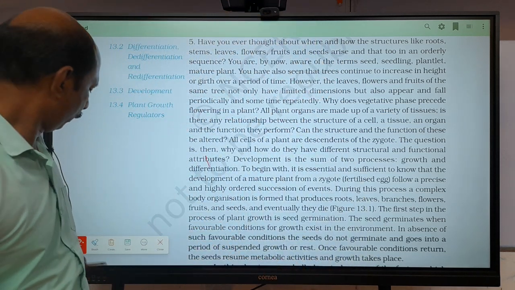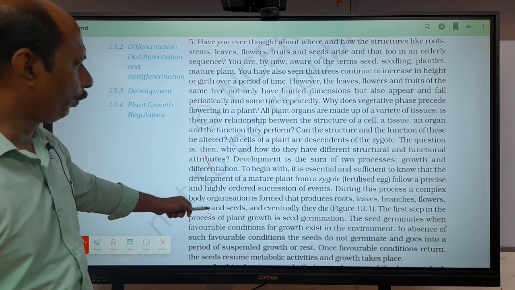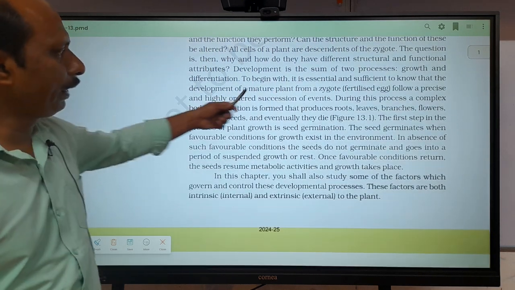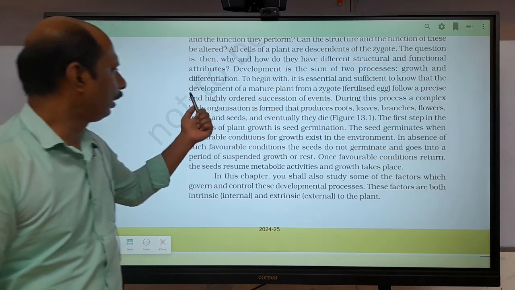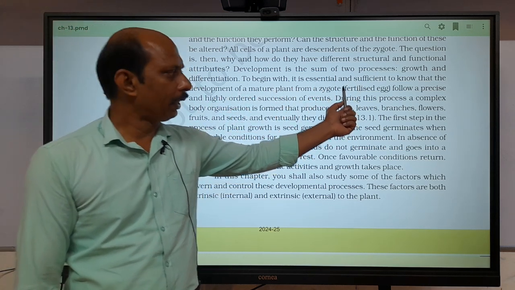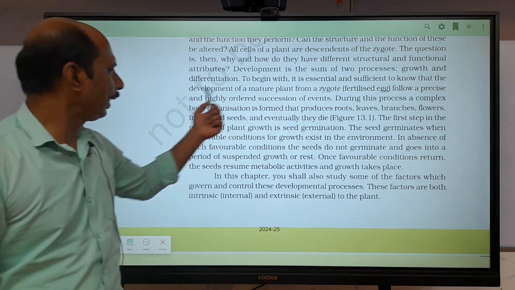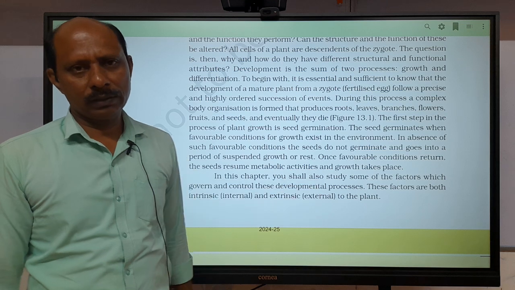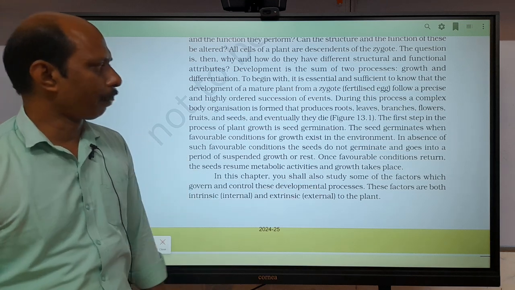Okay, now here one thing is given. To begin with, it is essential and sufficient to know that the development of a mature plant from a zygote, that is the fertilized egg, follows a precise and highly ordered succession of events. Different succession of events is there.